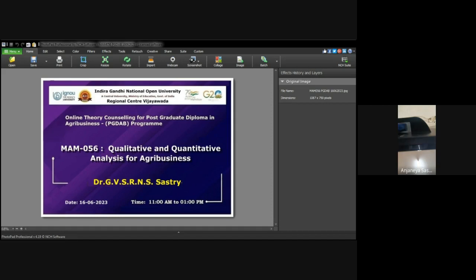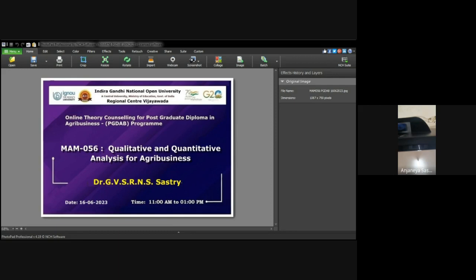Negative correlation. Here we have to observe that the correlation must be between -1 and +1. That is very, very important. The range of correlation is -1 to +1. Next, simple correlation and multiple correlation. If you find correlation between two variables, it is called simple. If you find correlation for more than two, that is called multiple correlation.